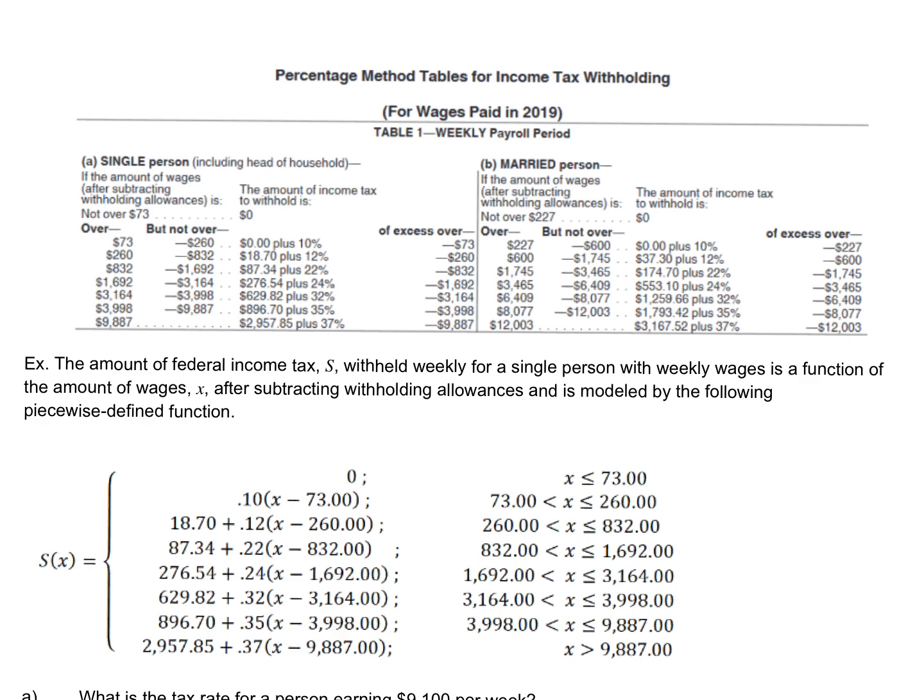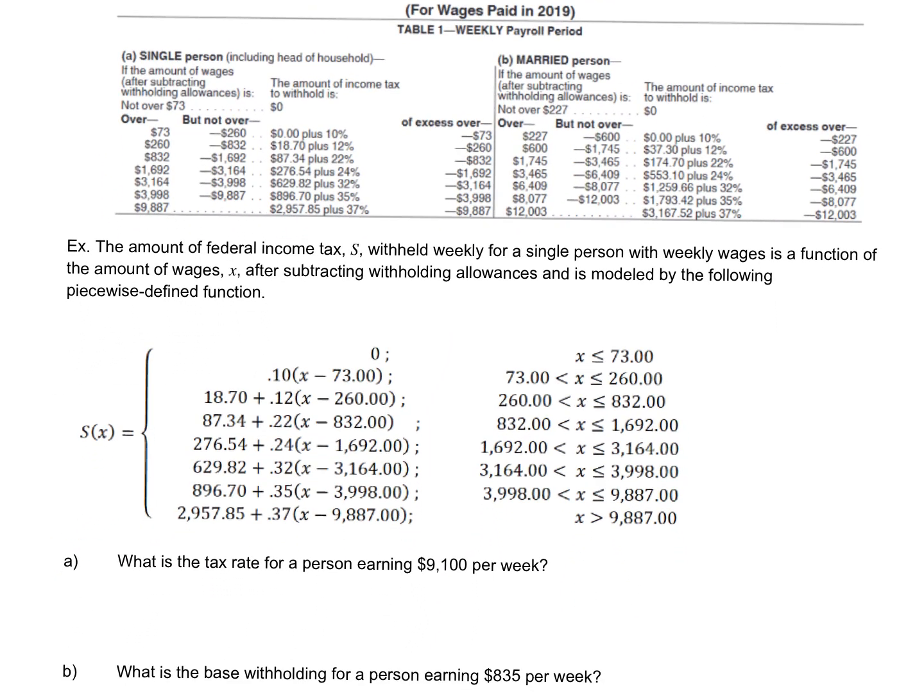But you can see that you get taxed at different levels depending whether you are making over $73 or over $260 or way down here when you're making like $10,000 a week. So all these things are different ways of the tax code. So what I did is I took this tax code and made this piecewise function of the federal income tax code for a weekly basis.